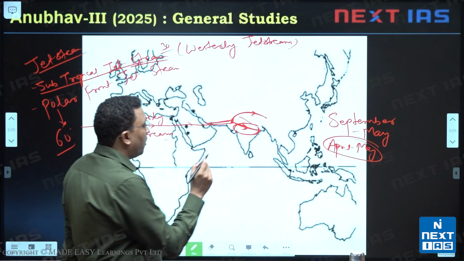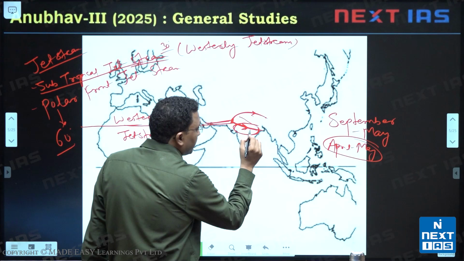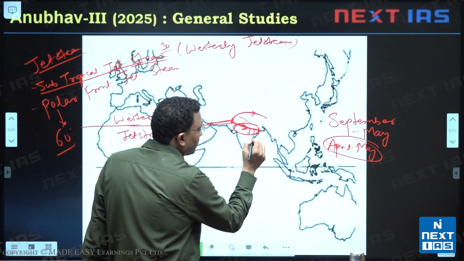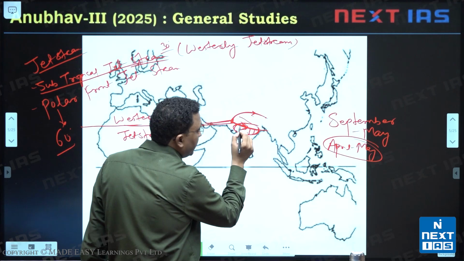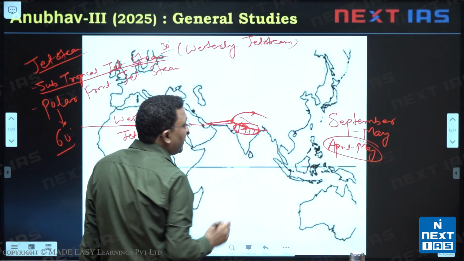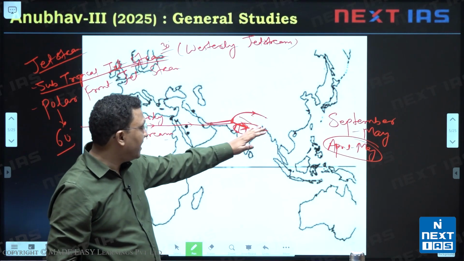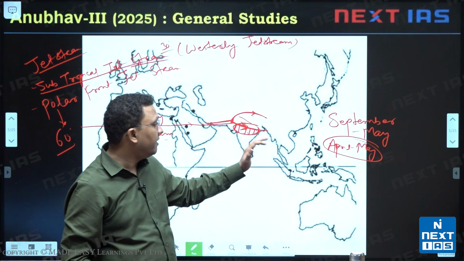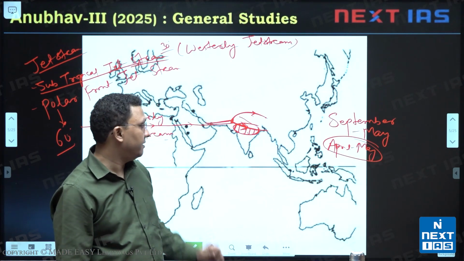Why? Because from this upper moving jet stream, air subsides on the ground. So this jet stream is flowing in the upper atmosphere. From there, air keeps on subsiding at the ground level. So this subsiding air does not let low pressure get created in northern India during April-May, despite there being sufficient heat.